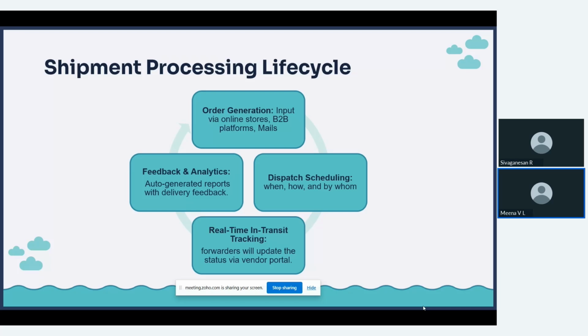So after you receive the order, you decide, right? You schedule the delivery: who is going to do it, when the delivery is going to happen and how it is going to happen, maybe the mode of shipment. So all those are scheduled. So once you have scheduled your dispatch, you as well as the customer would like to know where the shipment is. So you would like to track it, right? To track it, you need real time status updates.